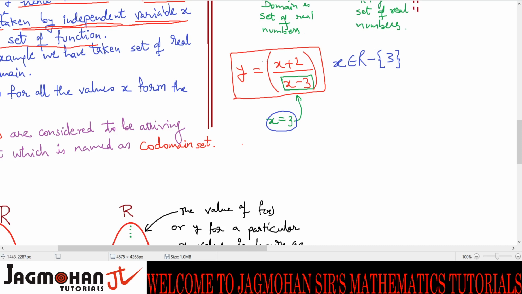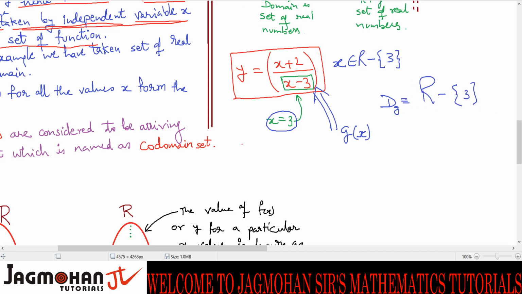If you call the right hand side of this function g of x, then what is the domain of g? Domain of g, you write D subscript g. Domain of g is all real numbers except 3. This is the domain of g.